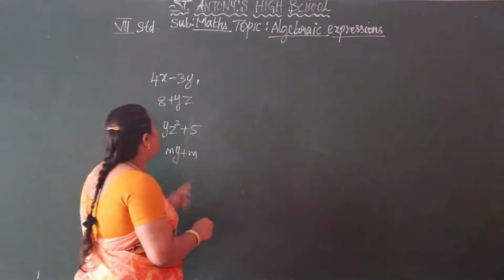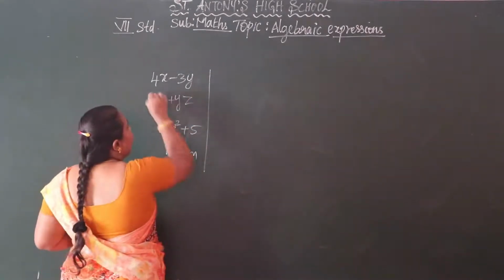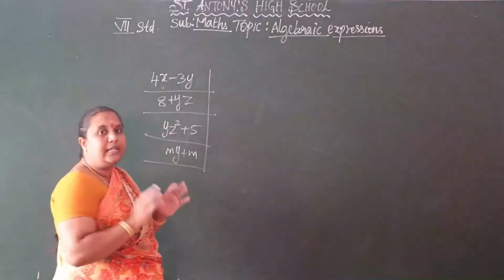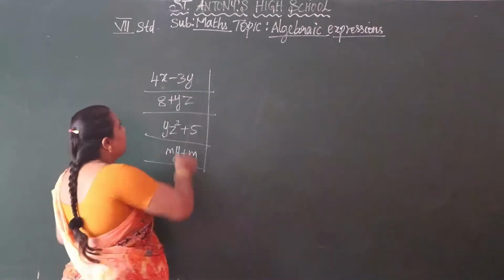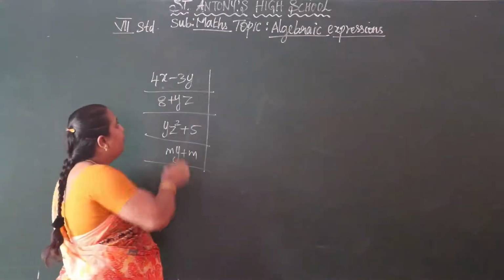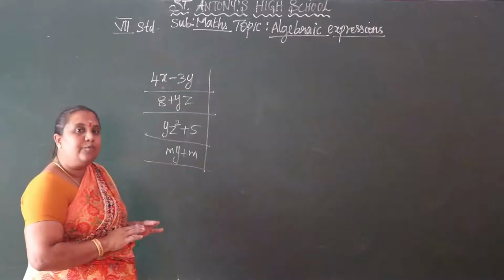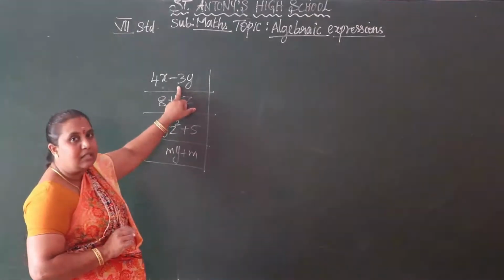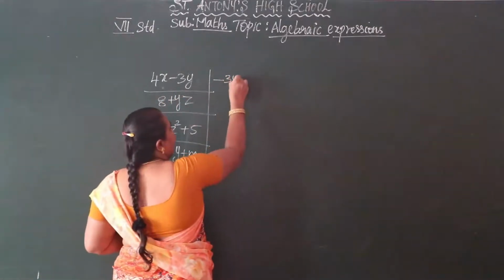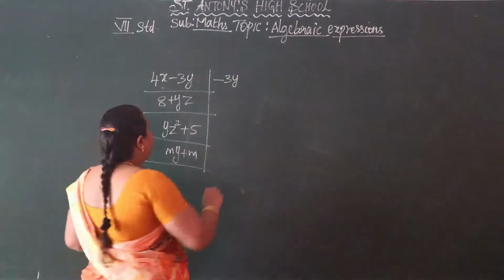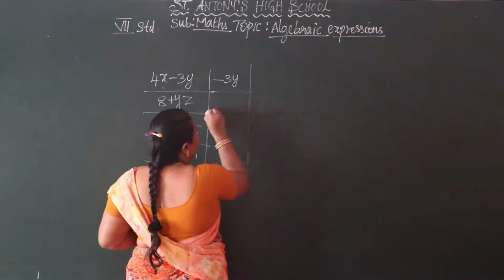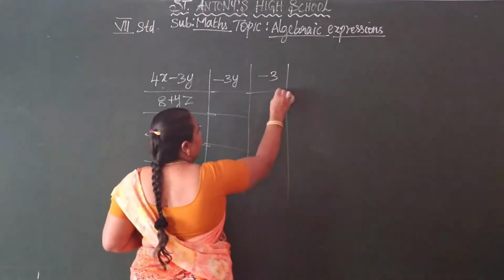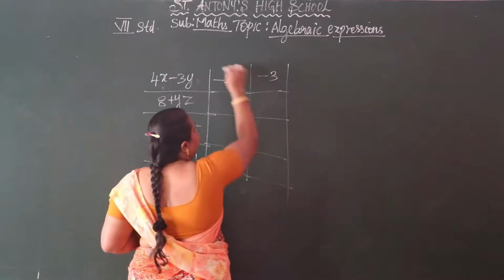See in this expression, 4x minus 3y. In this we have only one term with y, that is minus 3y. In 4x there is no y, so that term we leave as it is. So we take only the term minus 3y. What is the coefficient of y here? Minus 3 is the coefficient of y.